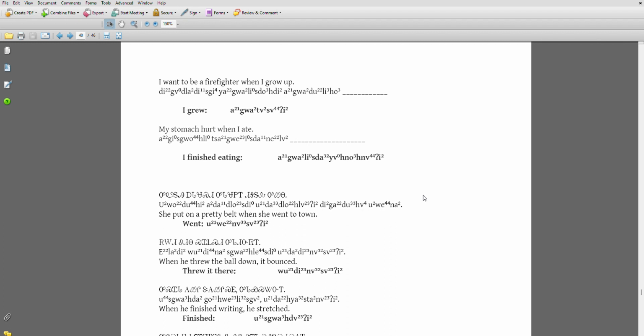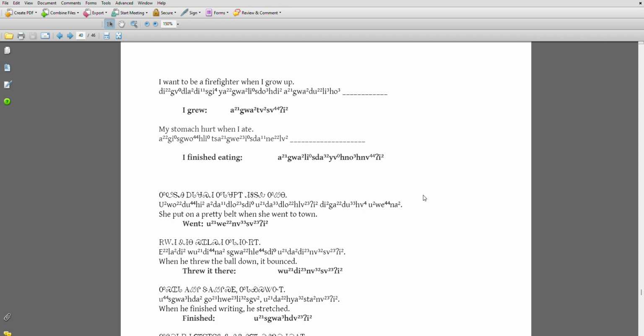My stomach hurt when I ate. Oxquart. Jawestanel. Agwastan no nine. When I finished after I ate. Agwastan no nine. When I had finished eating.